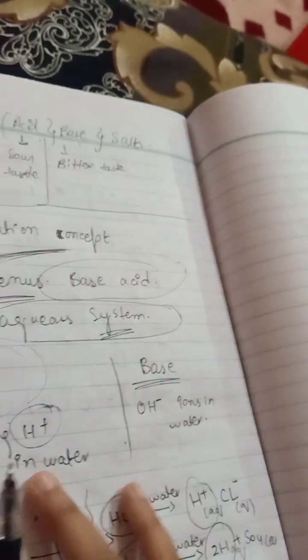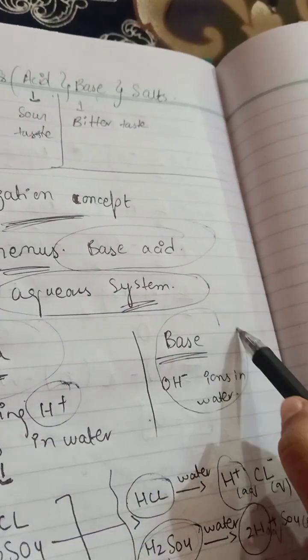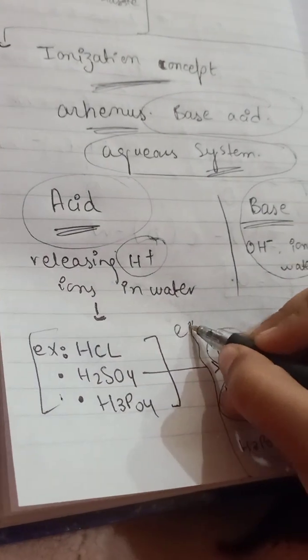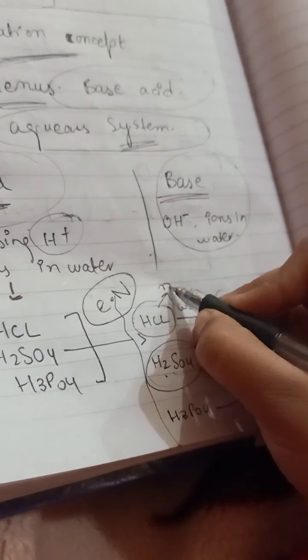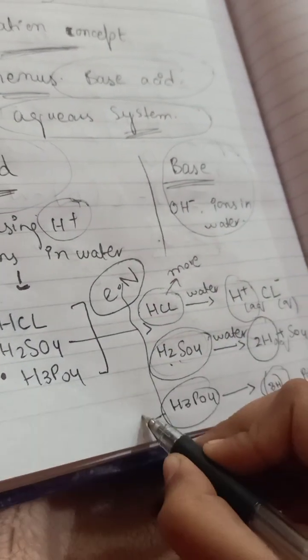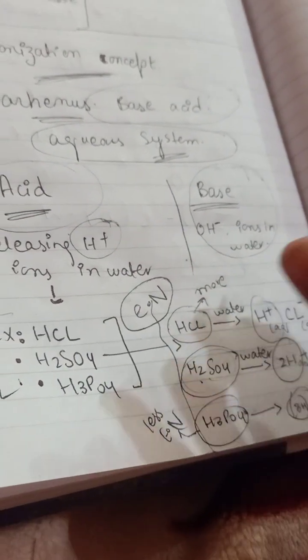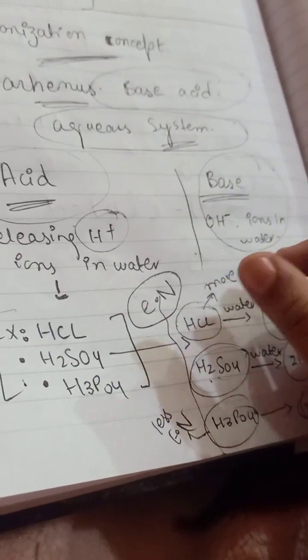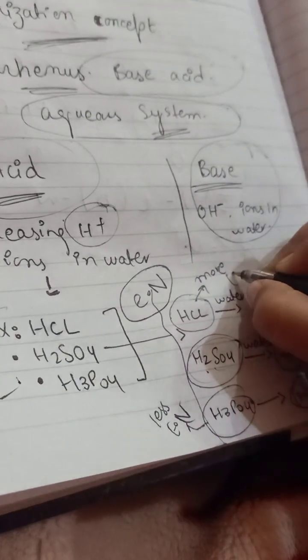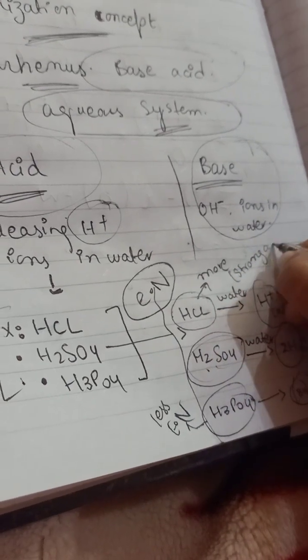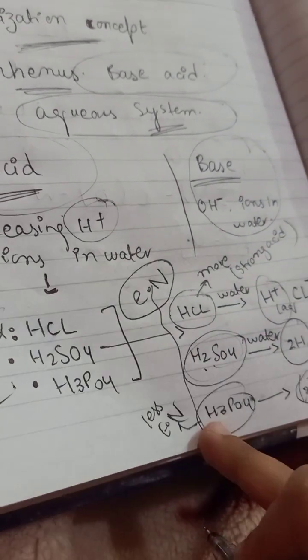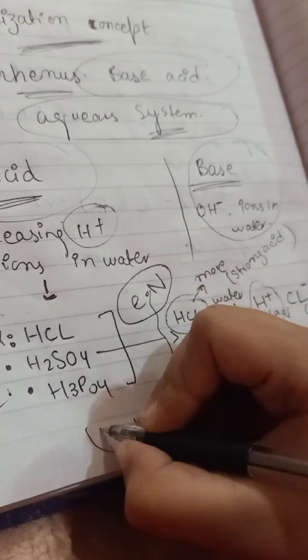After that we have bases, which release OH ions. One thing I want to tell you is that ionization depends on electronegativity. The electronegativity of HCl is more, and this one has less electronegativity. So HCl is a strong acid because of the higher electronegativity. This one has less electronegativity, which means it is a weak acid.